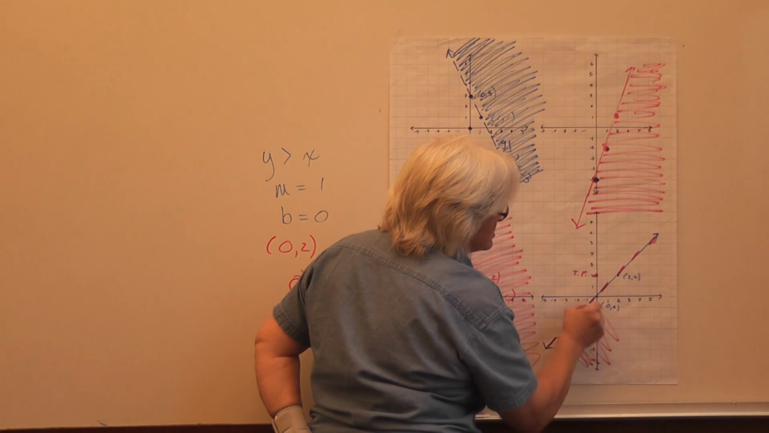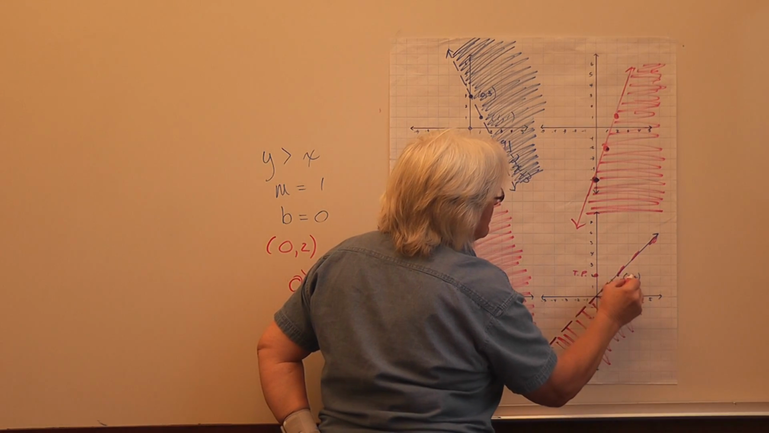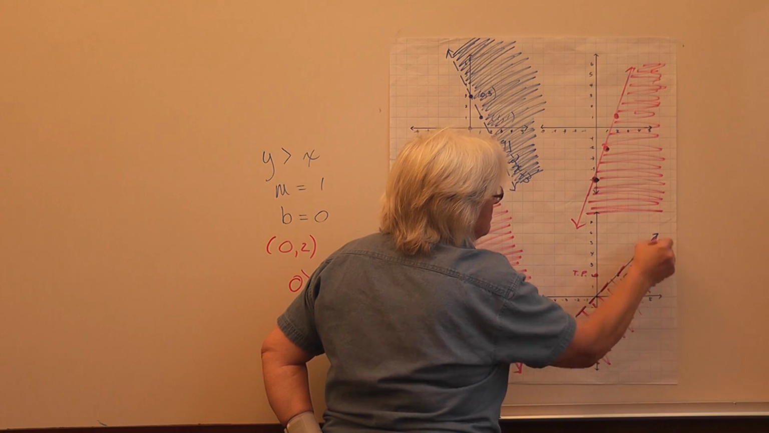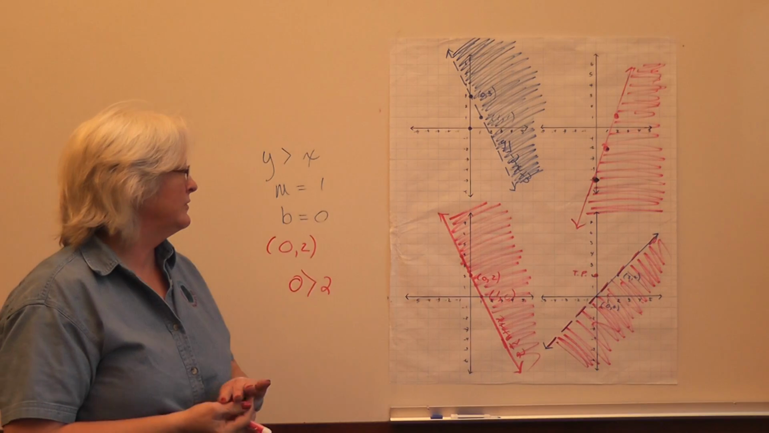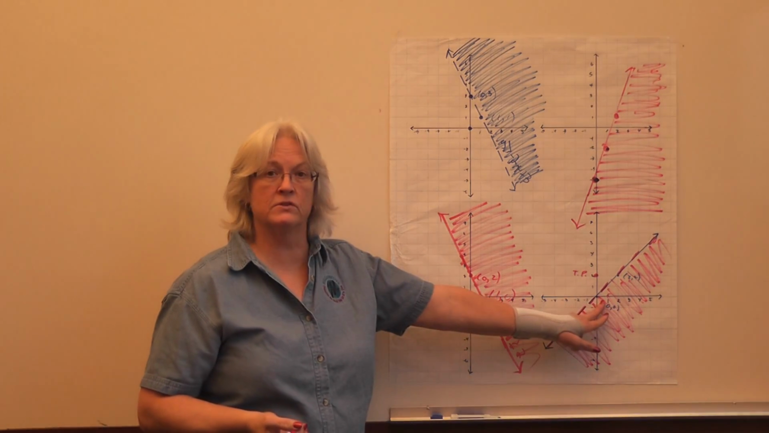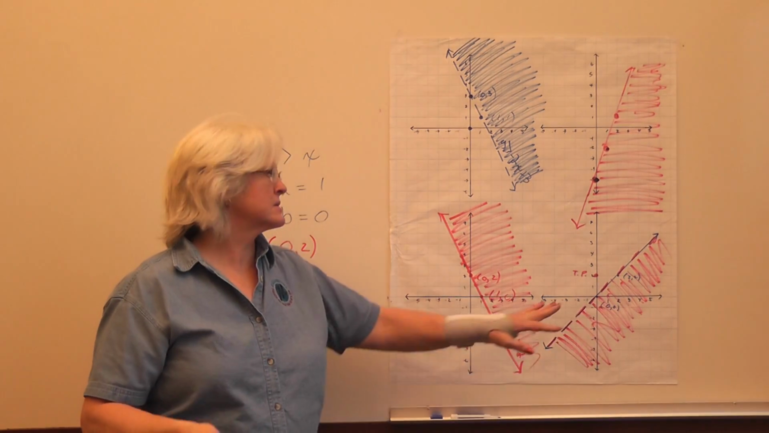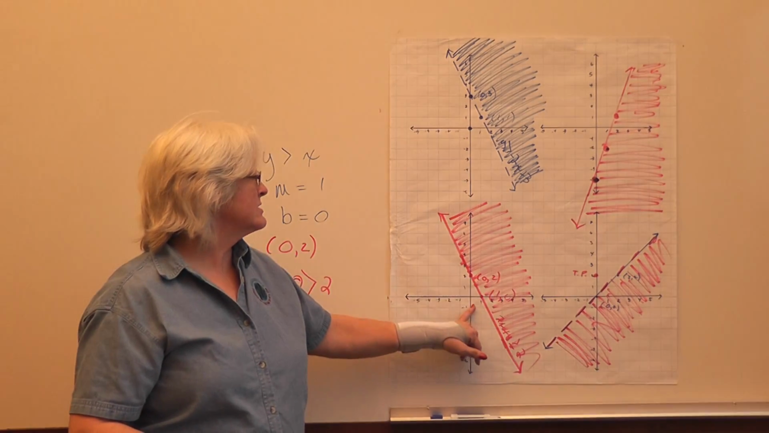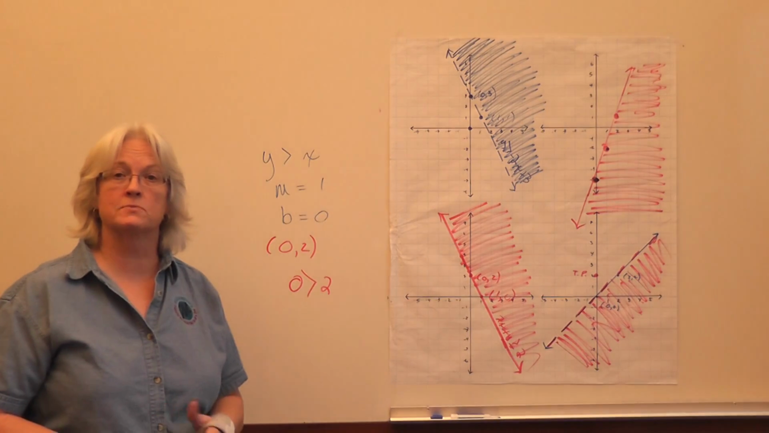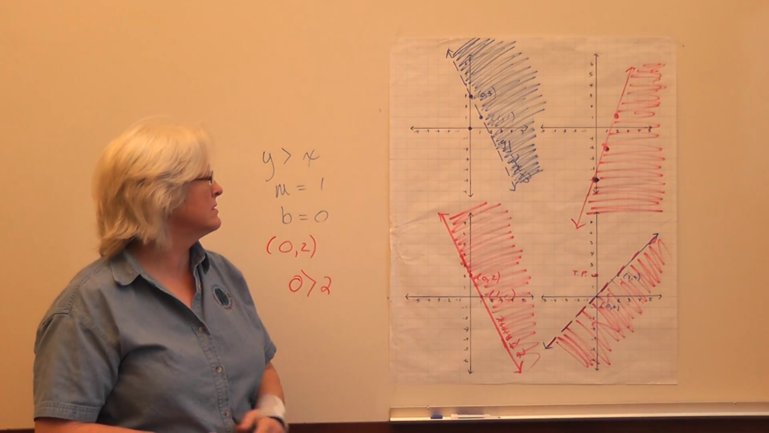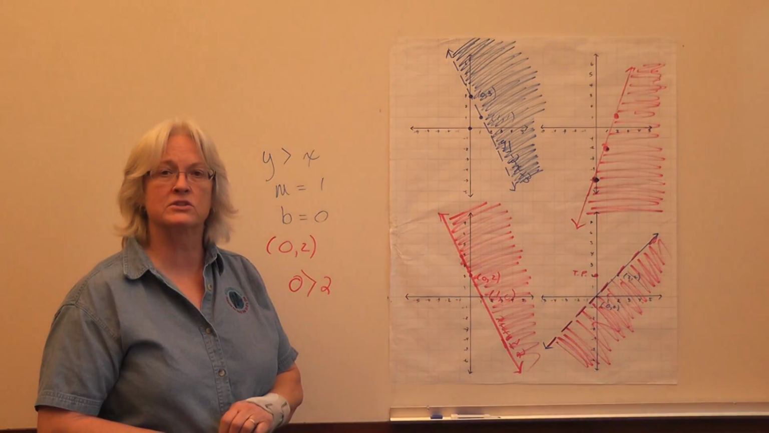So the solution is every ordered pair on the opposite side of the graph. So it's no big deal. If you can't use the point (0, 0) as a test point, just pick something convenient. Otherwise, the majority of the time, you're going to be able to use (0, 0) as your test point. It makes your arithmetic a little bit easier, and these are the graphs that you come up with.